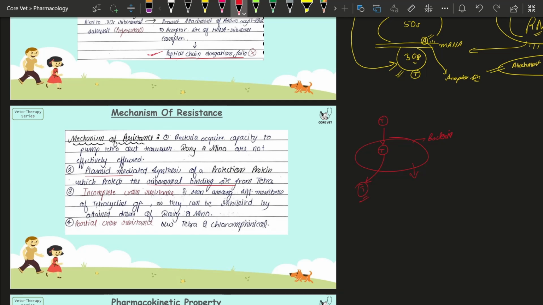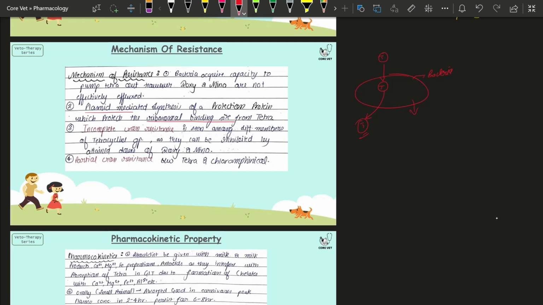And there is one more thing: incomplete cross resistance is seen among the different members of the tetracycline. That's why certain bacteria can be inhibited at a certain attained dose of doxy and minocycline. And partial cross resistance has been observed between the tetracycline and the chloramphenicol, right?